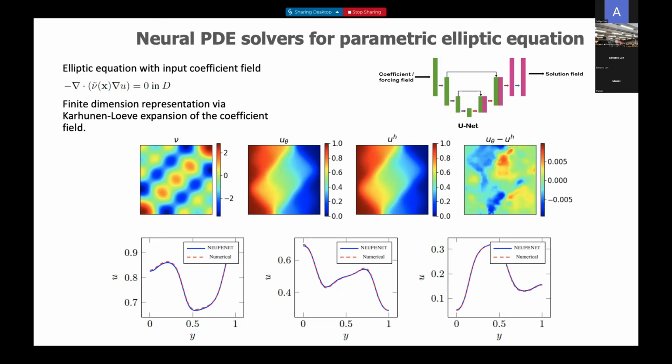Yes. The input, no. The way we sample the space is through a series expansion function, but the input to the U-Net is this image. Right? And the output, once it's trained, is this image.